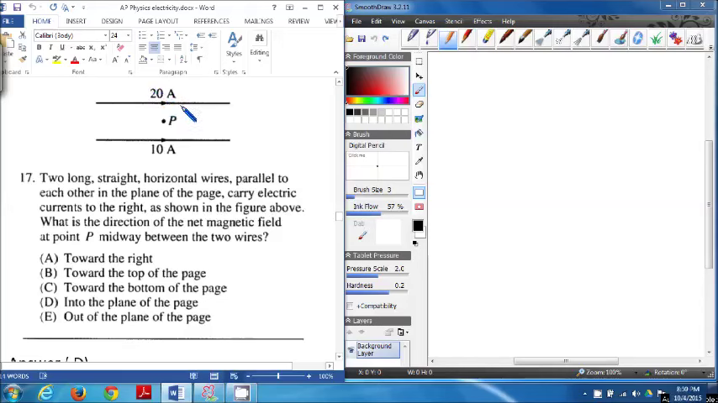We can again apply the right hand rule. The thumb points in the direction of the current. If you curl the fingers, the fingers will show you the direction of the magnetic field. So this will give magnetic field into the plane of the page. This gives out of the plane of the page at this point. So the 20 amperes will create a larger magnetic field. So the net magnetic field will have a direction into the plane of the page. So the answer is D.